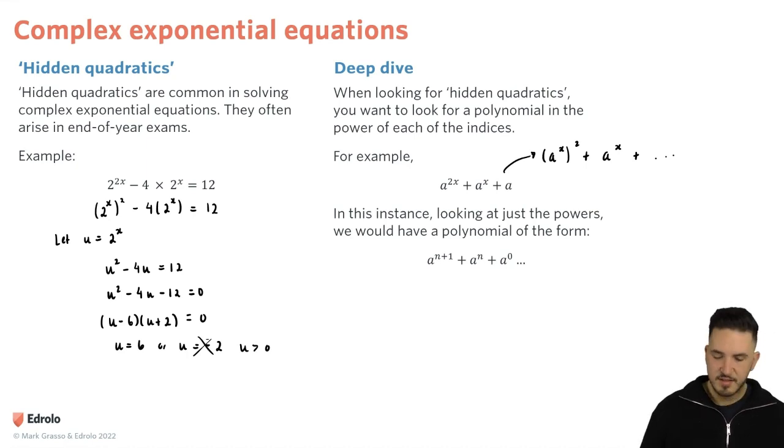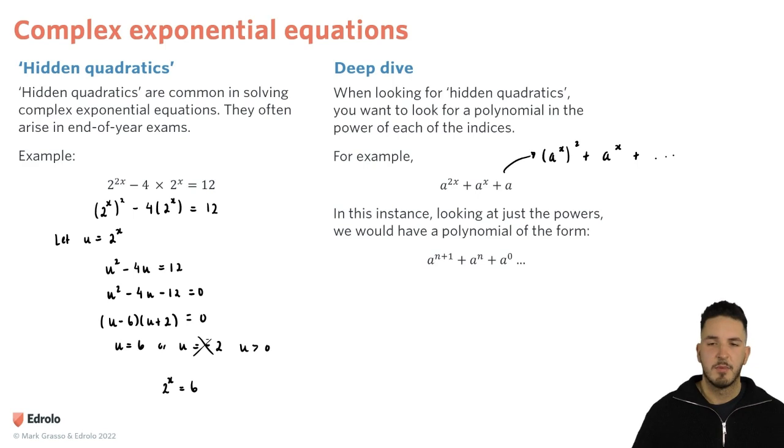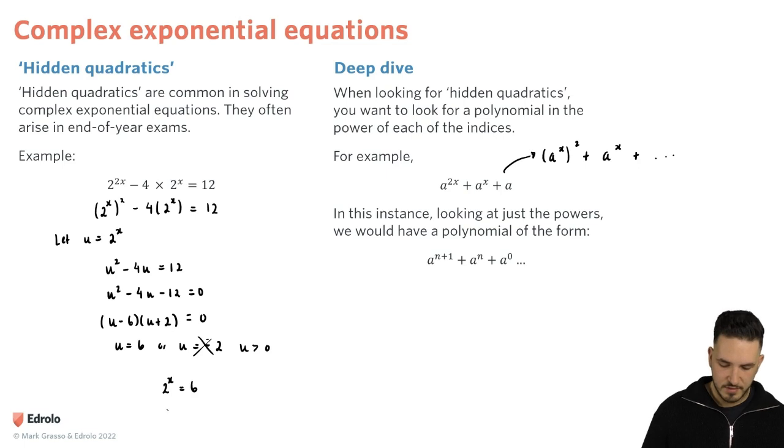u equals 6, but what did u equal? u equaled 2 to the power of x. So to solve this, you would have 2 to the power of x equals 6. We can't simplify this because we don't have the same base. However, to undo an exponential, we can use a logarithm of that same base of 2. So x would equal log base 2 of 6.